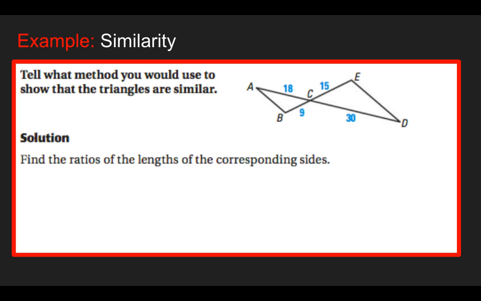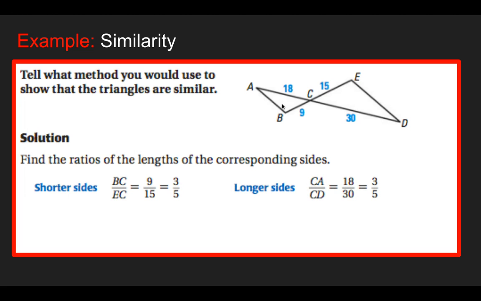So we'll begin by looking at the ratios of the corresponding sides. Is 9 to 15 going to be the same as 18 to 30? And you might be able to just look at this. You might not. That's okay. So 9 over 15 is 3/5. So we want to determine, is AC over CD also 3/5? And it is.